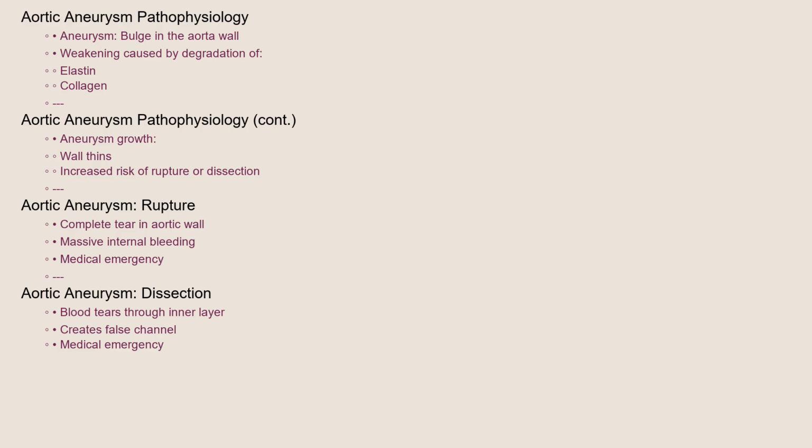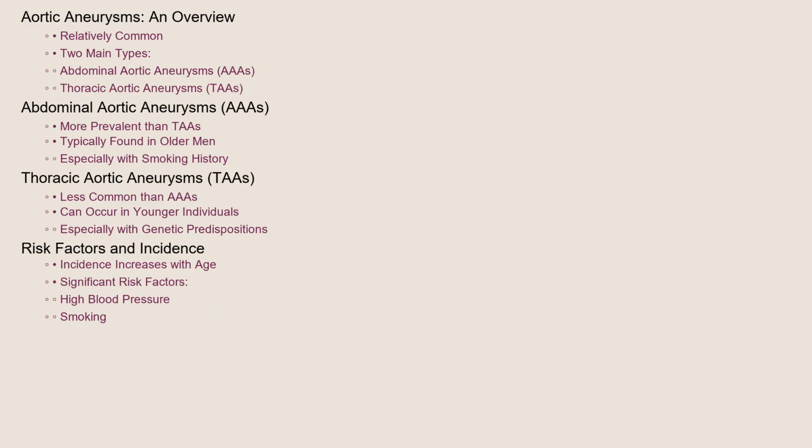Let's delve into the pathophysiology. An aneurysm is essentially a bulge or ballooning in the wall of the aorta. This weakening is caused by the degradation of elastin and collagen, the proteins responsible for the artery's strength and elasticity. As the aneurysm grows, the wall thins and becomes more susceptible to rupture or dissection. A rupture is a complete tear in the aortic wall, leading to massive internal bleeding. A dissection occurs when blood tears through the inner layer of the aorta, creating a false channel between the layers of the artery wall. Both rupture and dissection are medical emergencies.